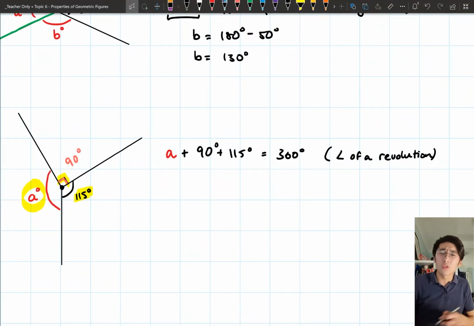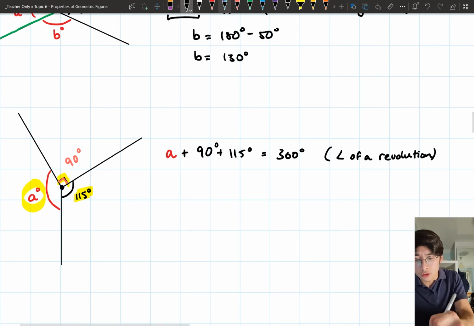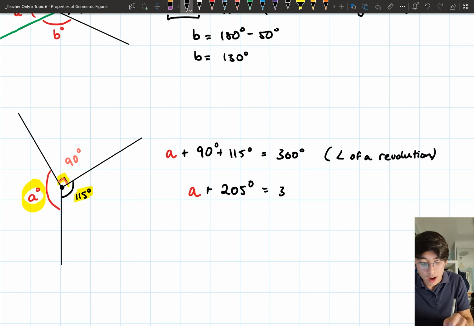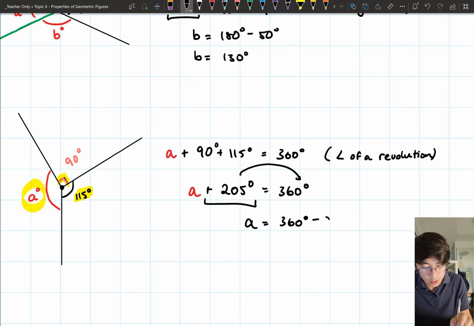When I solve these particular equations, there's a way that I usually prefer to do it. I prefer adding all the numbers on my left-hand side first and doing one subtraction. So here I'm going to add the numbers on the left-hand side: 90 plus 115 gives me 205 degrees. On my right-hand side, I've still got 360 degrees. Now I can move this over to the other side and subtract it. So A is equal to 360 degrees minus 205, which gives me 155 degrees.